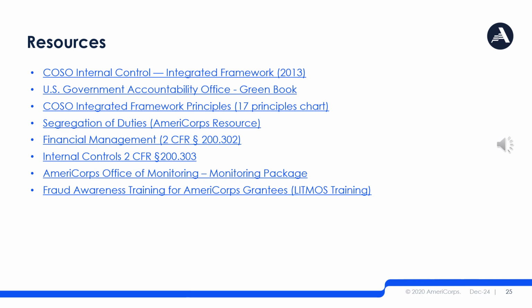Finally, we recommend the fraud awareness training for AmeriCorps grantees. While this training from AmeriCorps specifically focuses on fraud, as we have talked throughout this training, strong internal controls safeguard an agency from bad actors. This course covers best practices in fraud prevention, emphasizing the importance of strong internal controls.